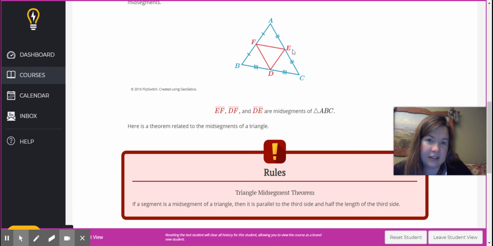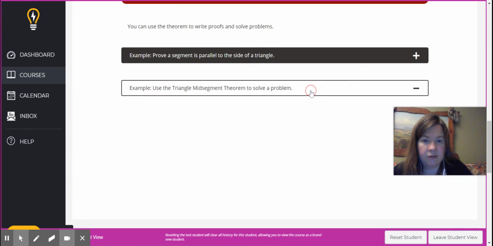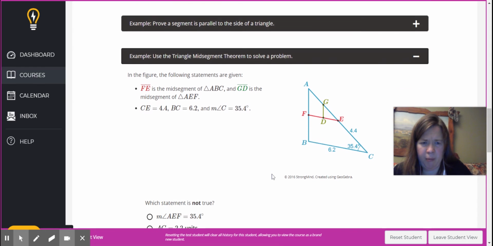So what this is saying is that this length right here is literally half that length. Or this length right here is half of that length. Or this length right here is literally half of that length. And that these are parallel. Those are parallel. These are parallel. And then I don't want to prove anything. I'm just going to use it to solve a problem.